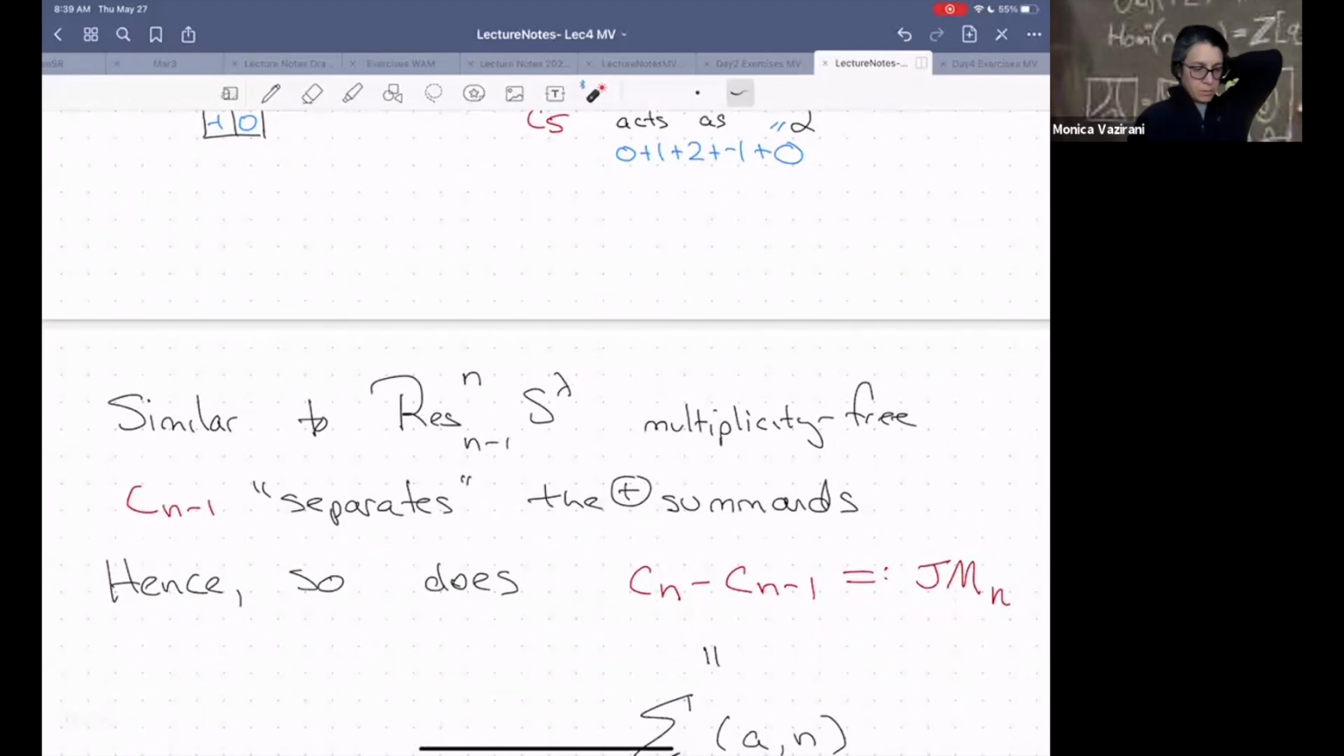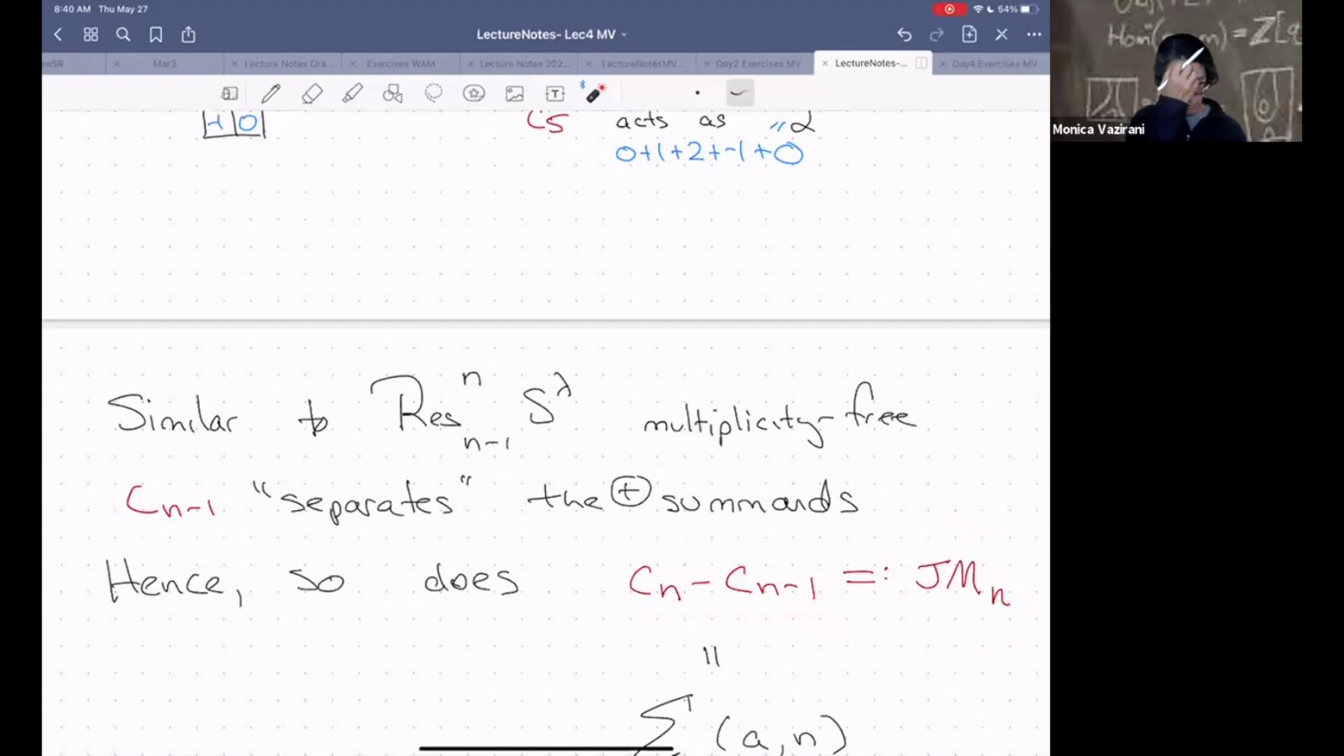So similar to this miracle that gave us great combinatorics, that the restriction of an irreducible representation for Sn to Sn minus 1 was multiplicity free. The central element Cn acts by just some big scalar here, but Cn minus 1 is acting by scalars on all the irreducible summands, and Cn sort of separates them. It's acting by different scalars on each of those pieces. And because Cn minus 1 separates the summands, so does the difference Cn minus Cn minus 1. And that difference is a Jucys-Murphy operator.